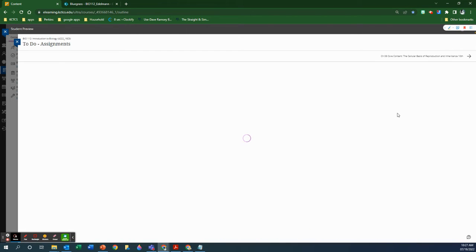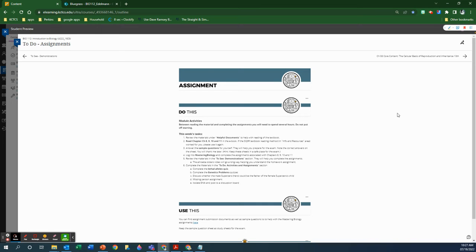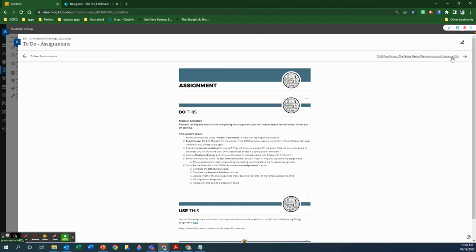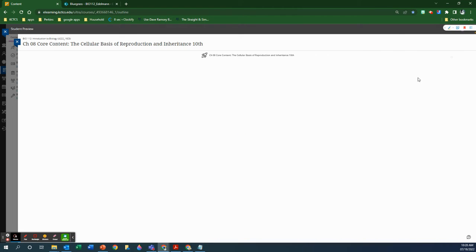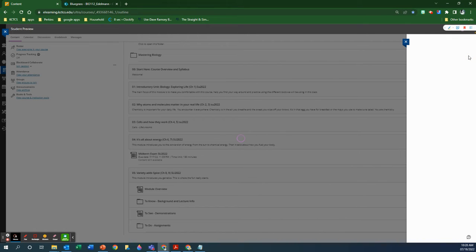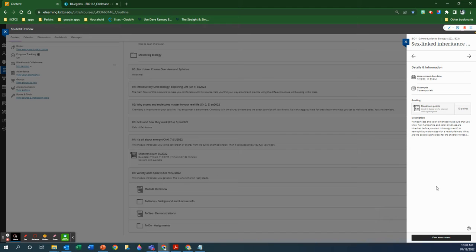And then we get to the assignments. And there's a multitude of different things that I want you to do this time. Again, all the materials you need are right here. There are mastering materials that I want you to do. It's the usual questions. But then there are also quizzes that you've got. There's a couple of different things. There's one on sex-linked inheritance.